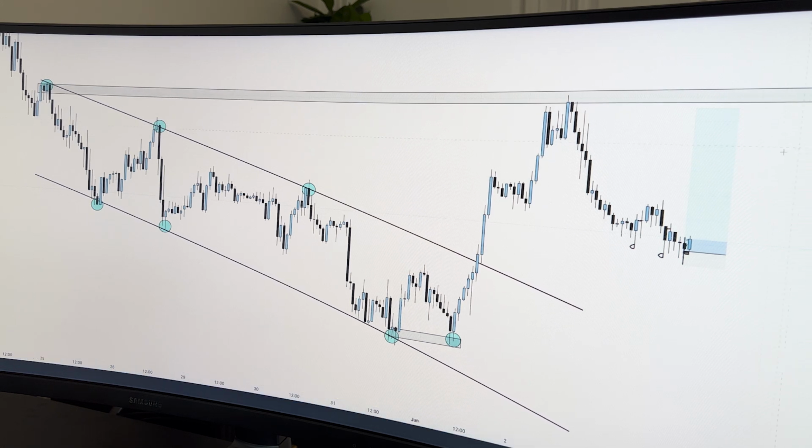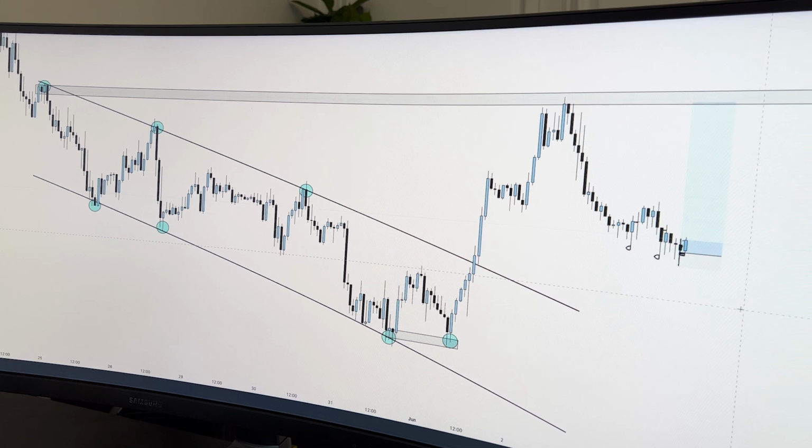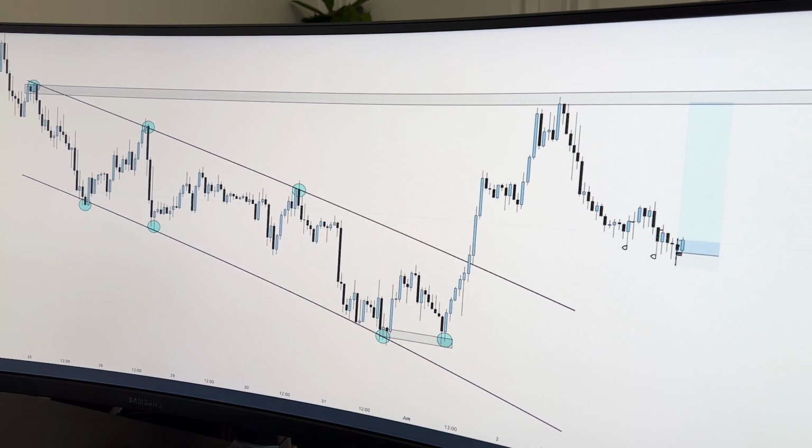That's a strong level of resistance. It's going to make for a nice potential 1 to 10 risk to reward. However, there are going to be places where we're going to want to manage this position.